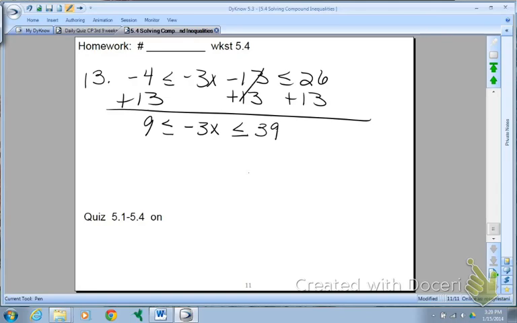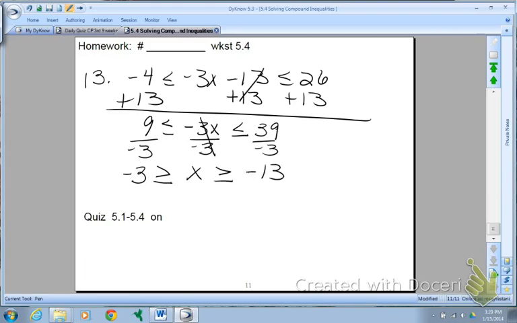Okay, now I'm going to divide by a negative 3. Now think back. What happens when you divide by a negative number? We flip the symbol. So 9 divided by negative 3 is negative 3. We flip it to greater than or equal to x. Flip that to greater than or equal to negative 13.